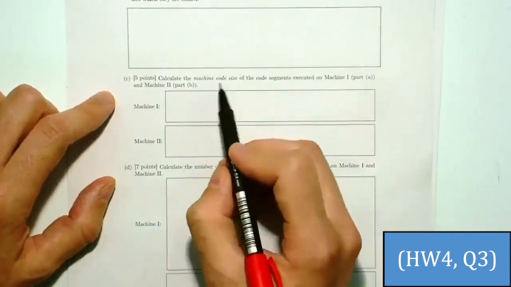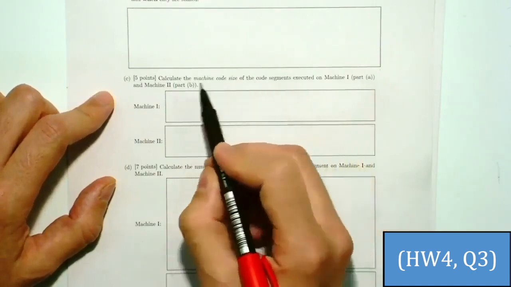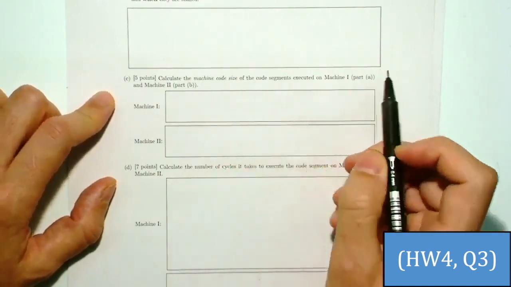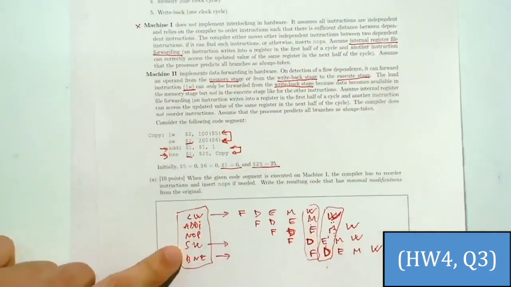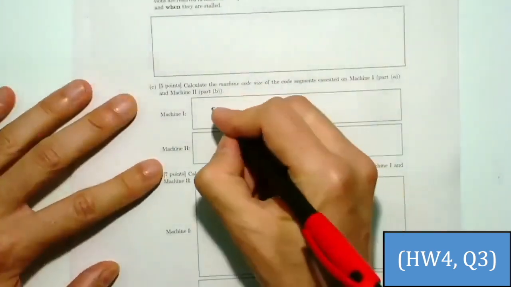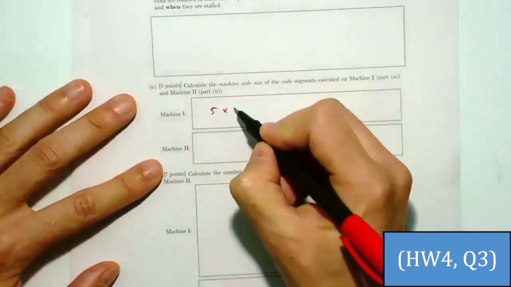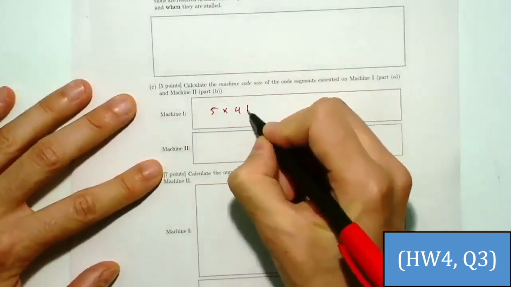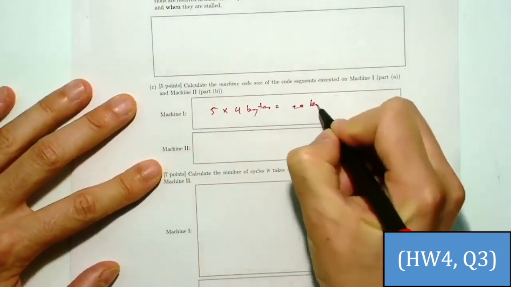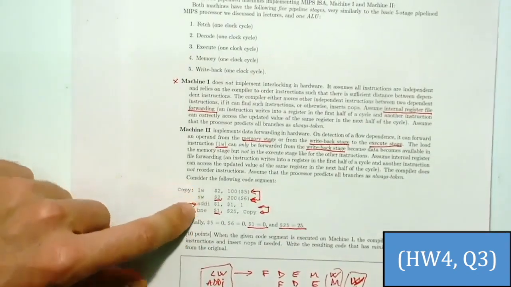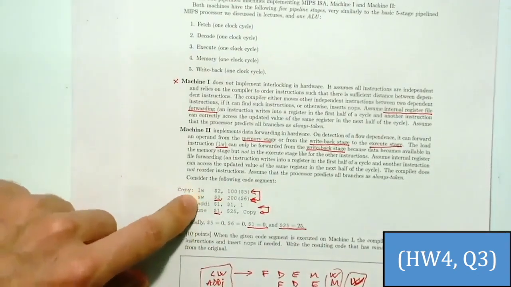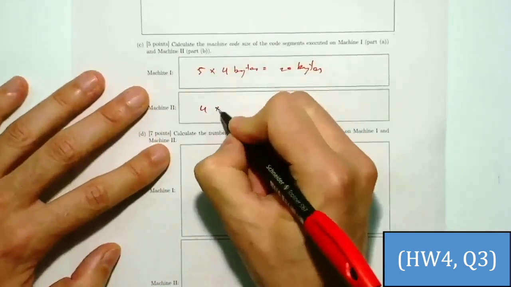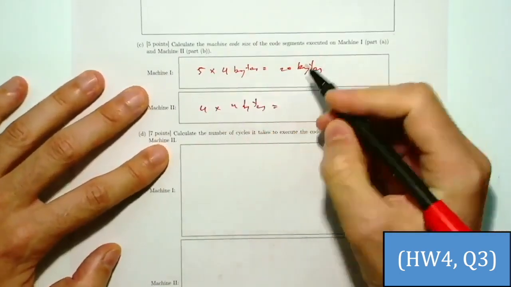Calculate the machine code size of the code segments executed on machine 1 and machine 2. In machine 1, we have basically 5 instructions, and each instruction is 32 bits, or 4 bytes. So we have 20 bytes. And in machine 2, we have exactly the same code, so the compiler doesn't insert anything. We solve the dependencies in hardware. So we have 4 instructions, 4 by 4 bytes, that is 16 bytes.